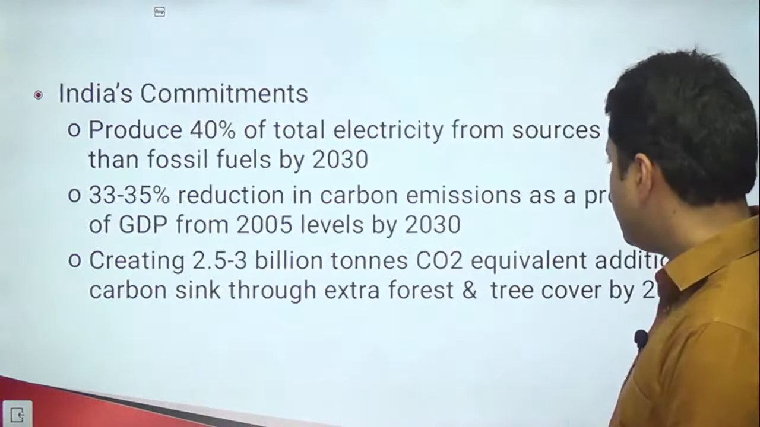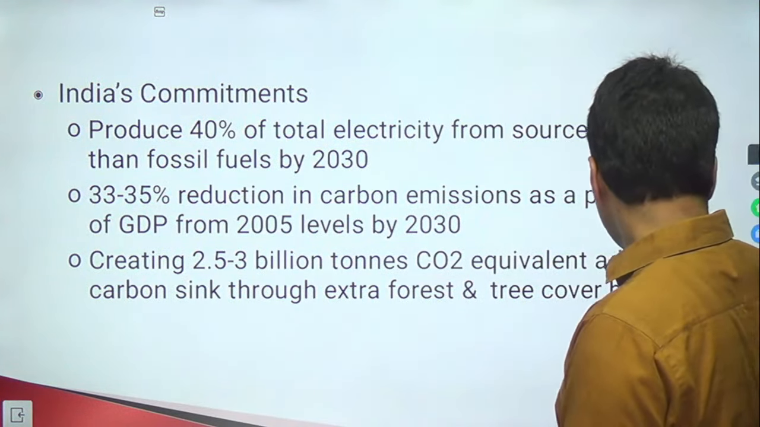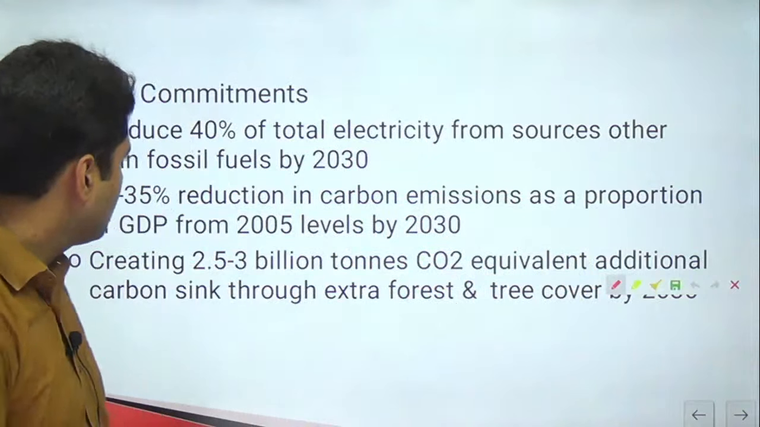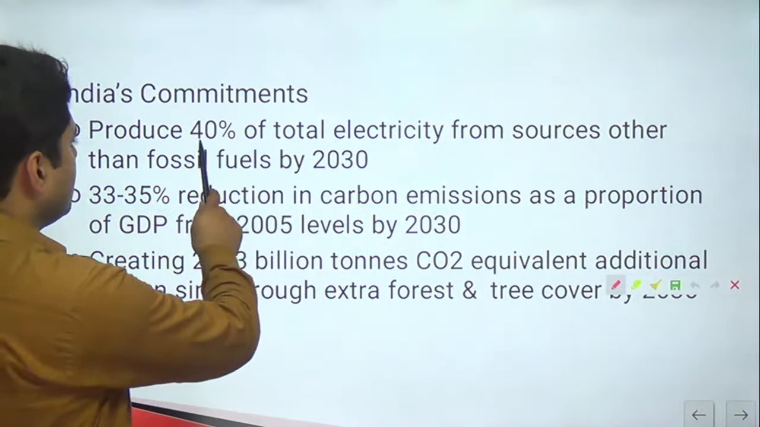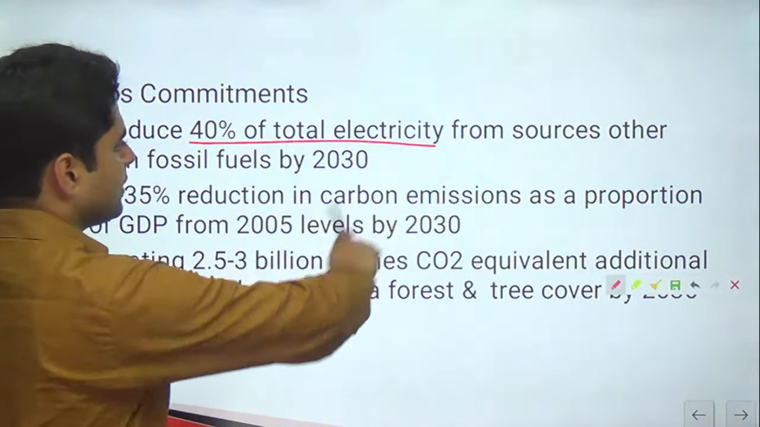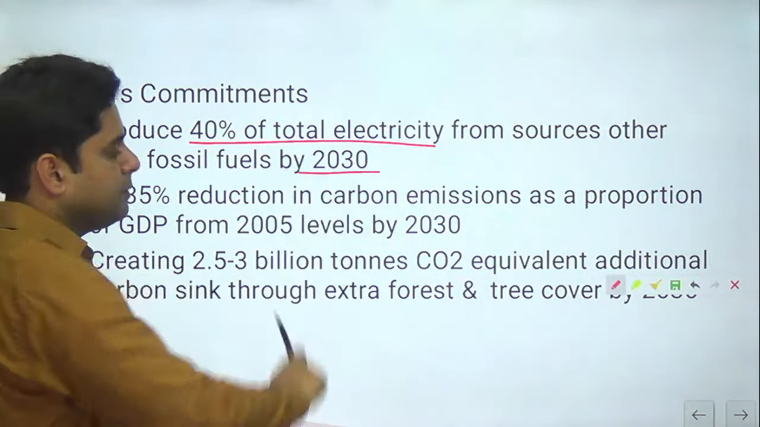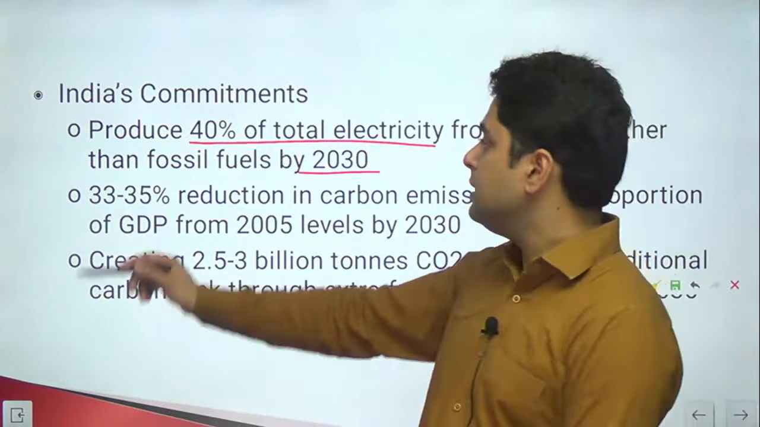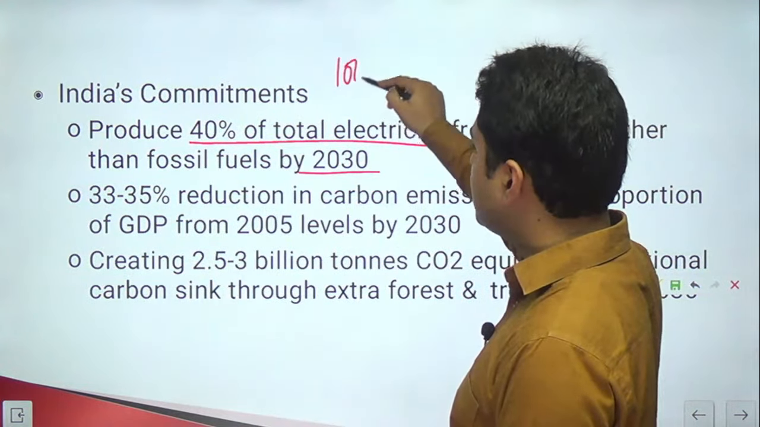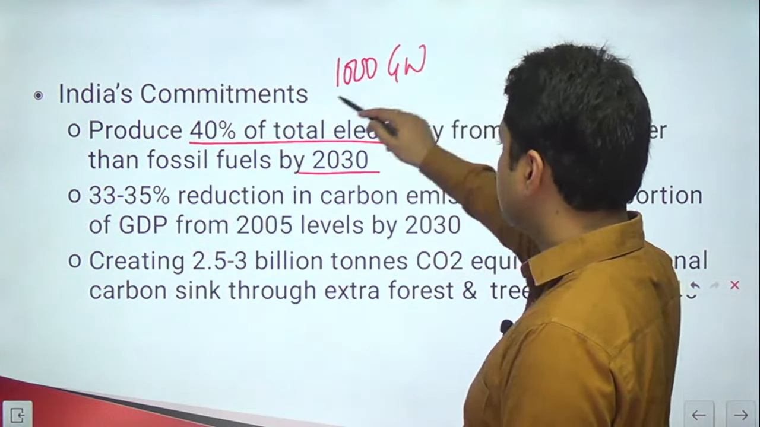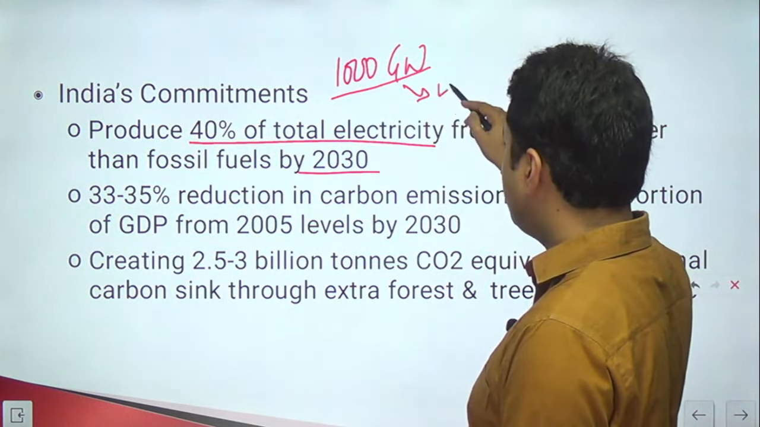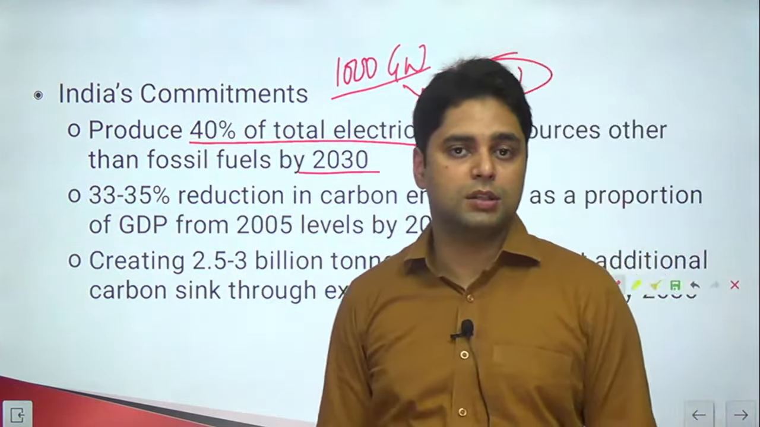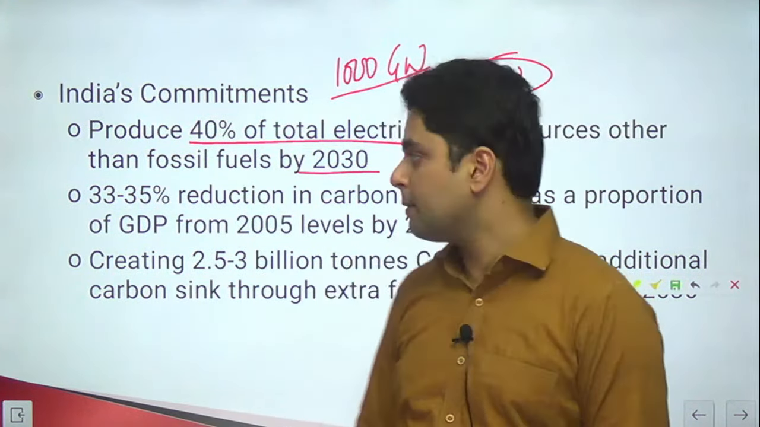Now, what were India's commitments under the Paris Climate Deal? This is very, very important and very interesting as well. So India said, number one, that 40% of the total electricity will be from non-fossil fuel based sources by 2030. That means if India was producing 1000 gigawatts of electricity by 2030, out of that at least 400 gigawatts shall be from renewable sources. That is the first commitment that India made.